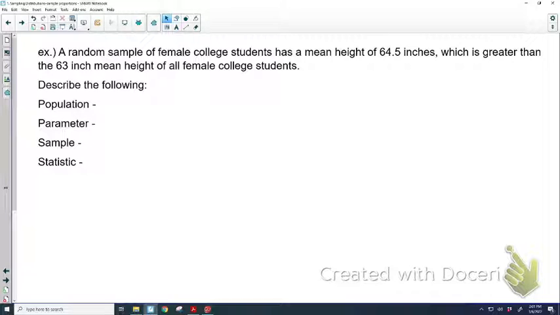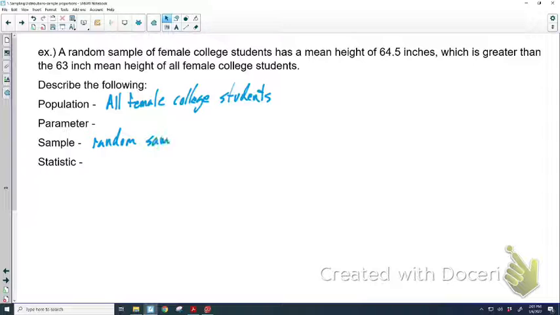Maybe hit pause and try and fill in these blanks here, but I'm going to do it right now. So the population, because we took a sample of female college students, the population is all female college students. We don't have a sample size, so I'm just going to say a random sample of female, sounds kind of redundant, college students.